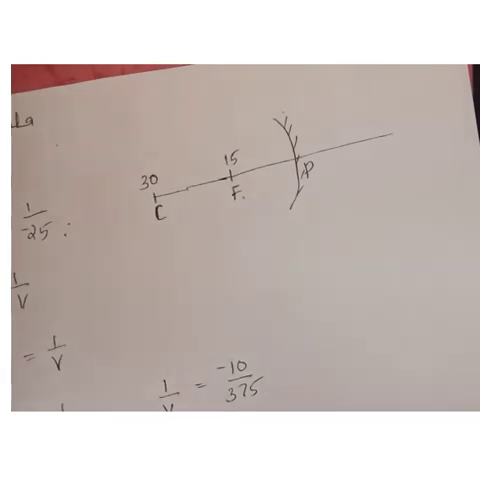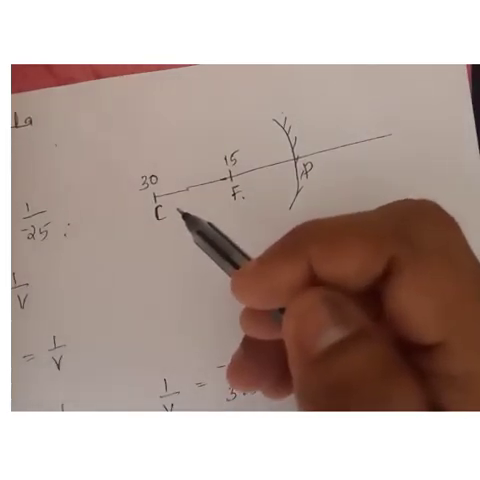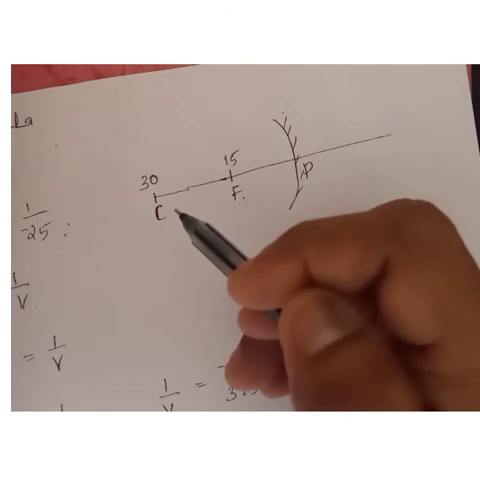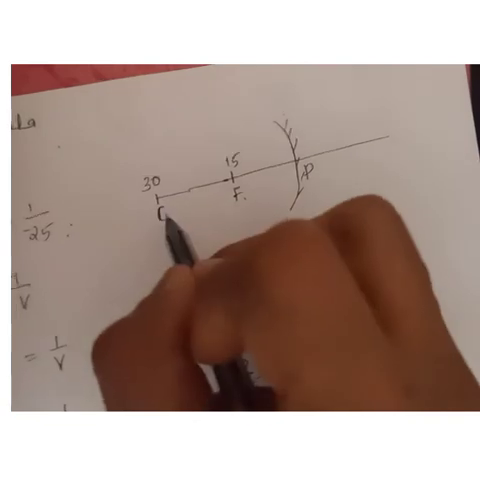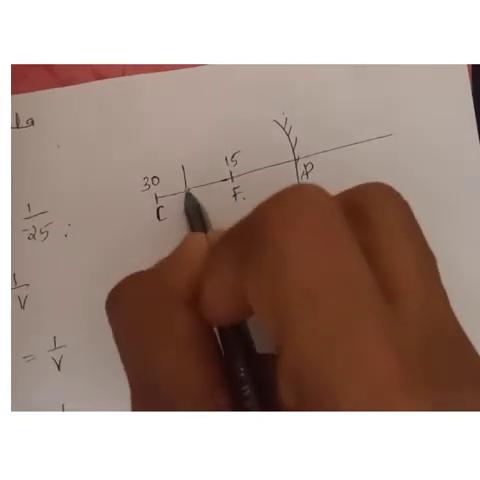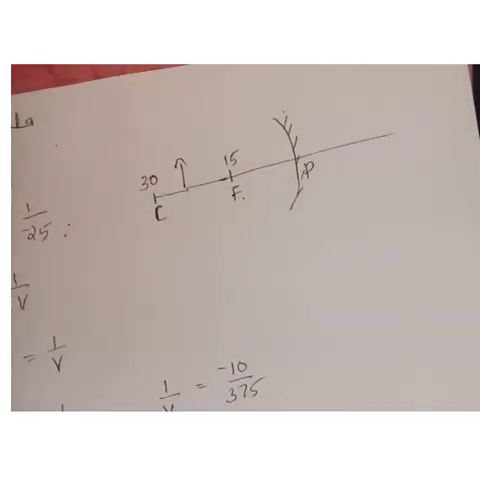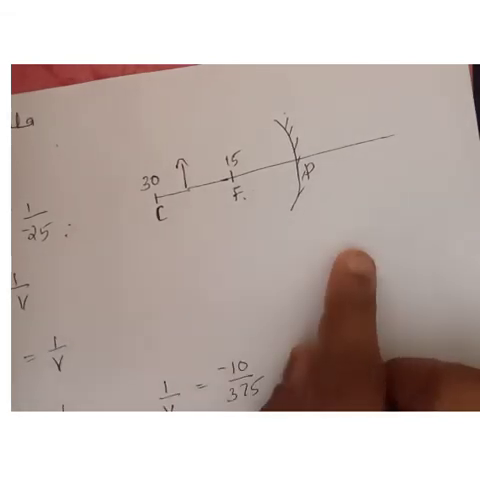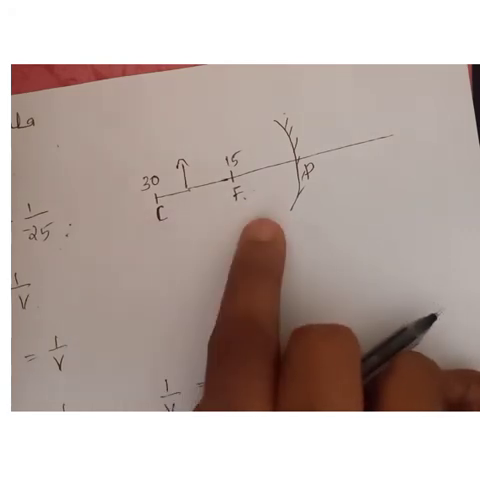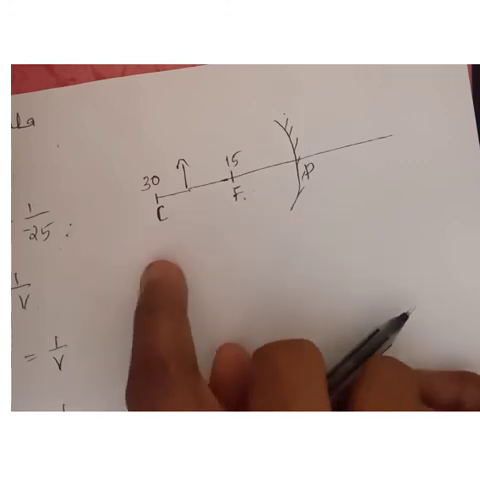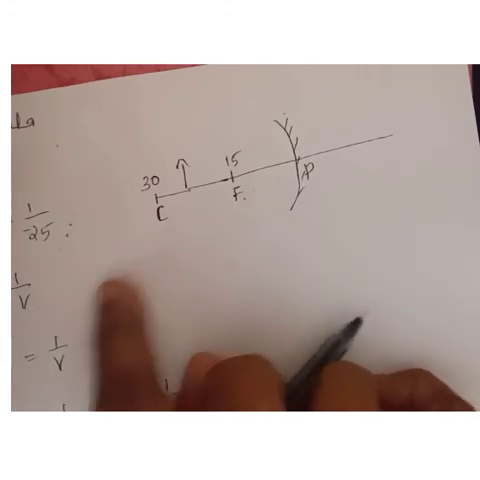The question gives the position of the object, which is minus 25 centimeter. So the object is in between C and F. So here the object is placed. Then tell me, when the object is placed between C and F, what is the nature of the image? Or where do we get the image? We get the image beyond C.